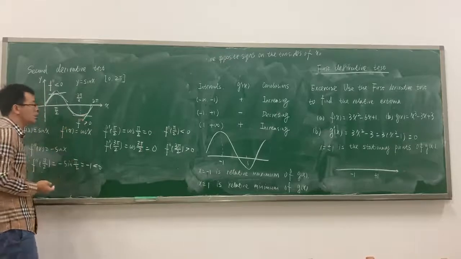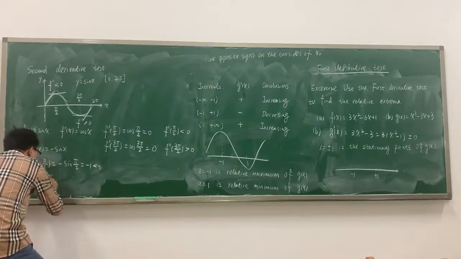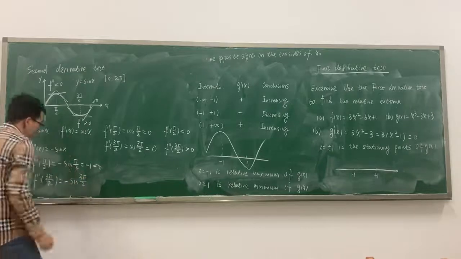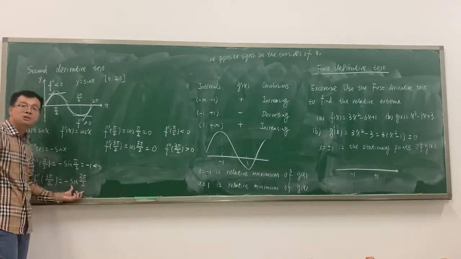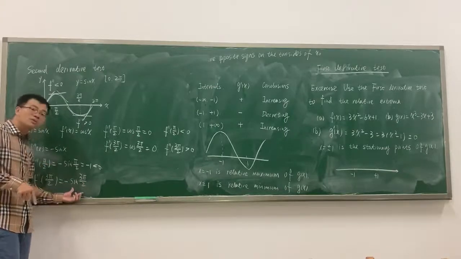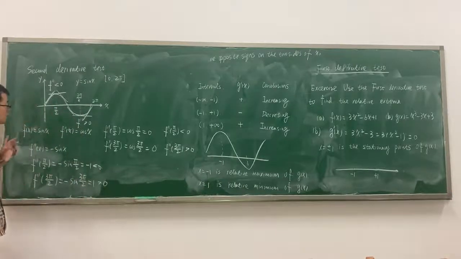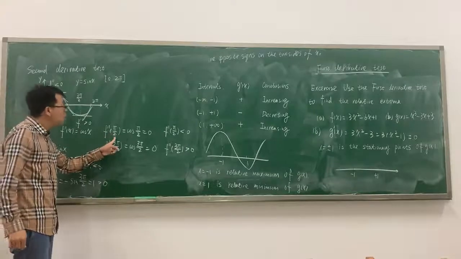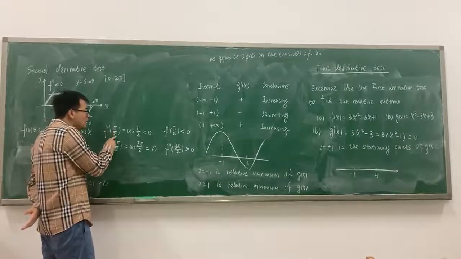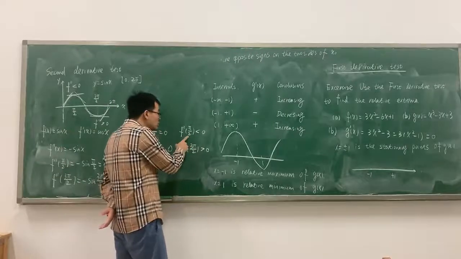Actually we can compute it. f double prime of 3 pi by 2 actually equals minus sin 3 pi by 2, yeah? So sin 3 pi by 2 equals what? Sin 3 pi by 2 actually is minus 1. Minus minus 1, so here it is actually 1, so it's greater than 0. So now we can see at this point, f prime of 1/2 pi equals 0 and f double prime is less than 0. So this point is what?